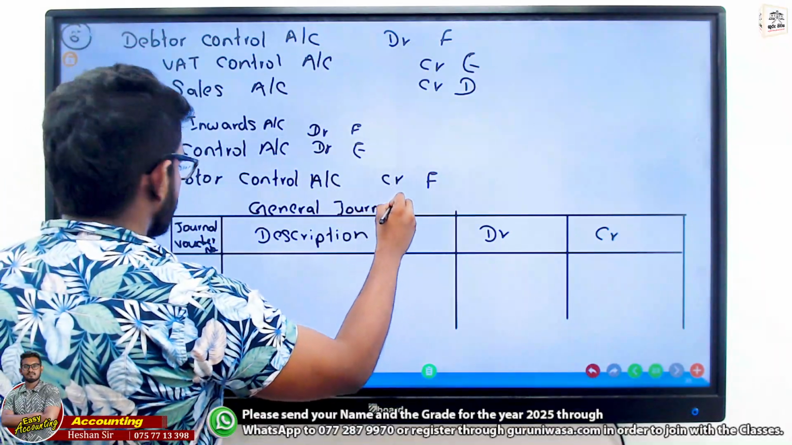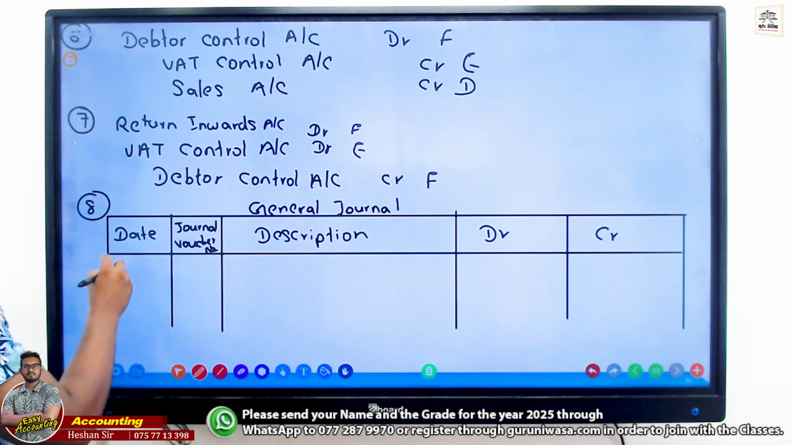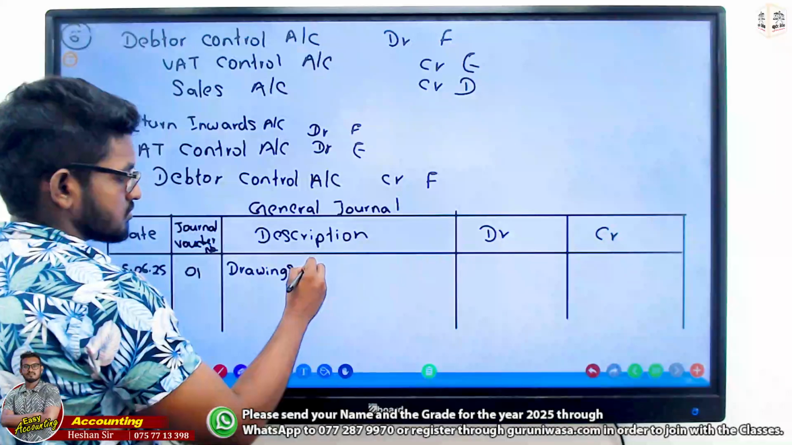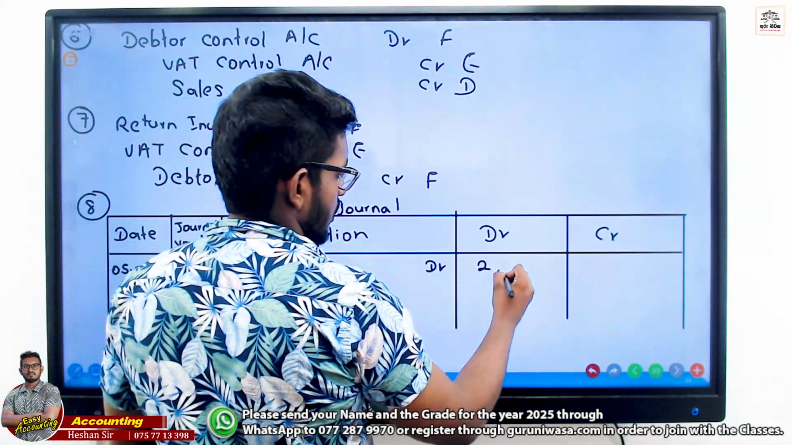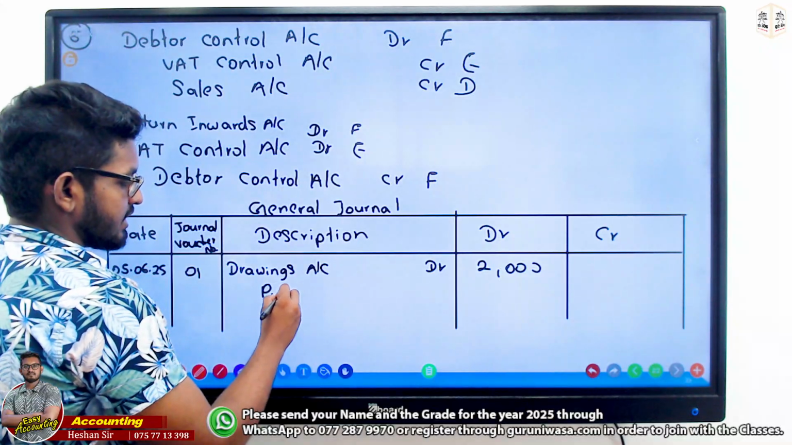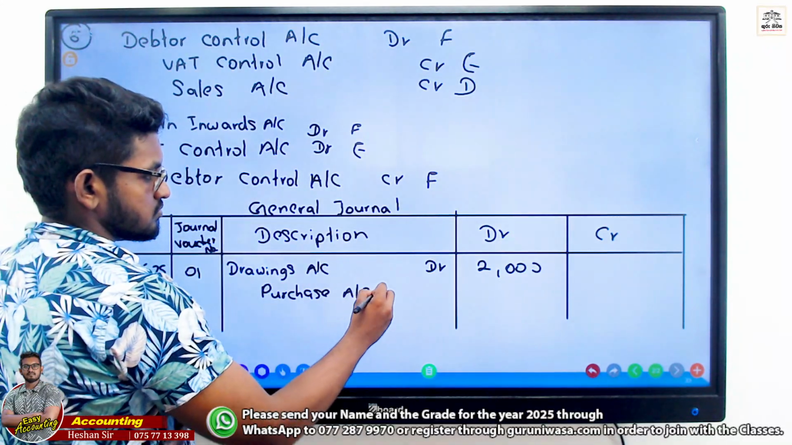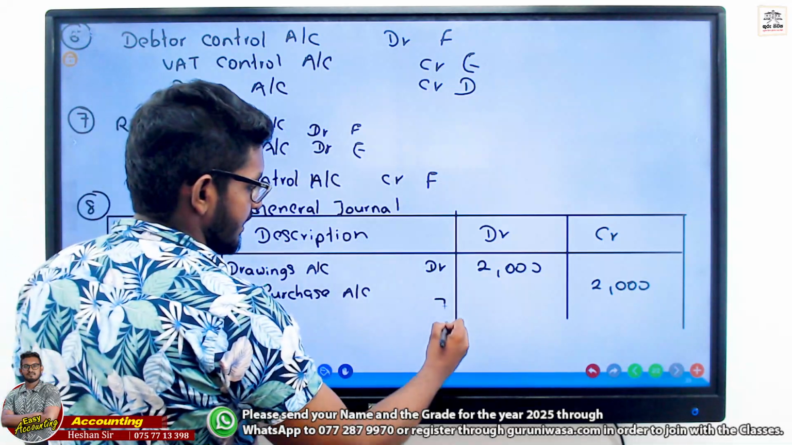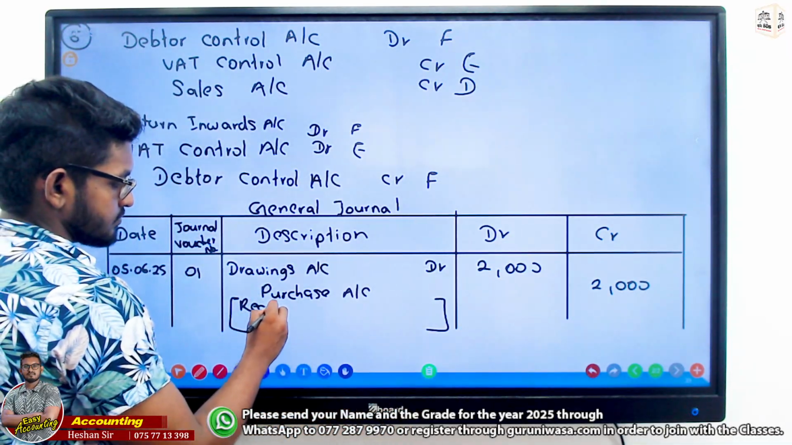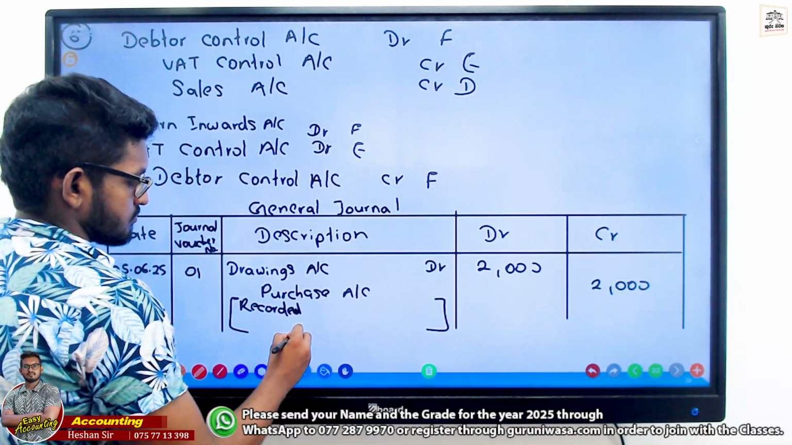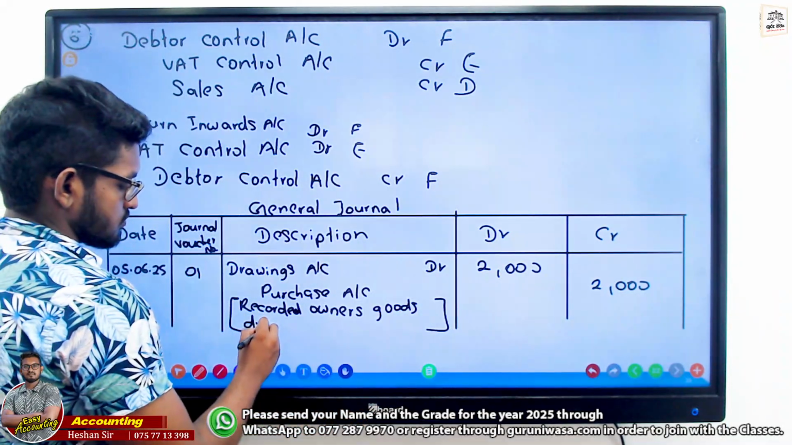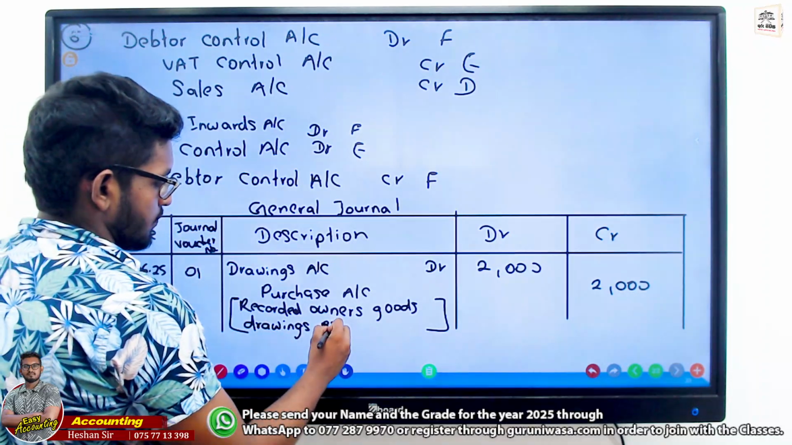If I record owner's goods drawings, let's put today's date, 5th of June 2025, journal voucher number 1. So drawings account debit, take 2000. When we write the credit entry, we keep some space. Purchase account credit. Write the narration like this: Recorded owner's goods drawing, rupees 2000.